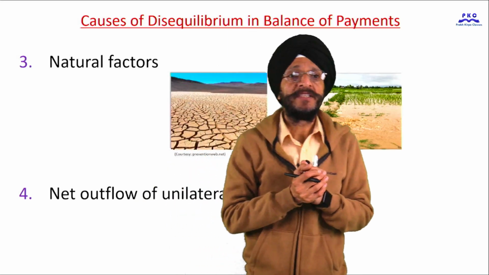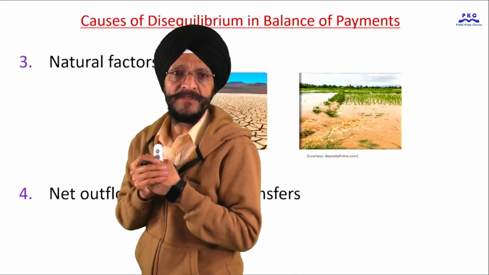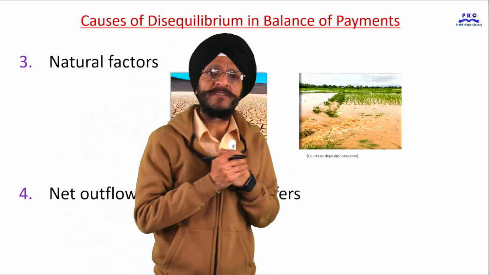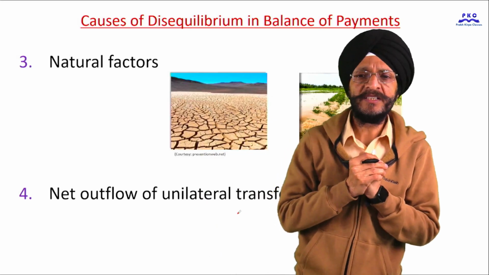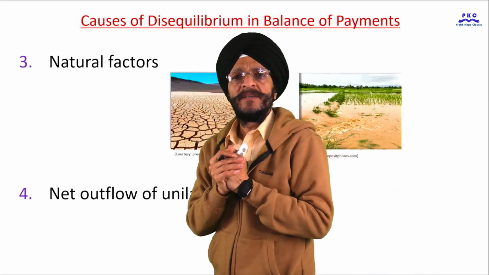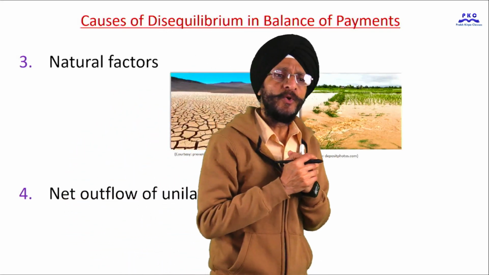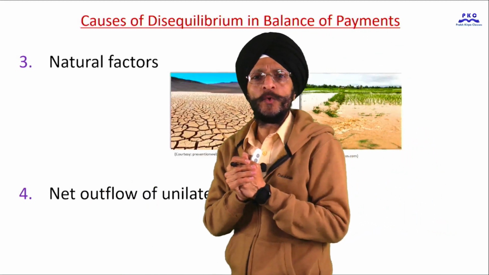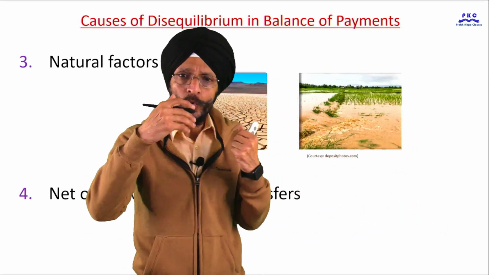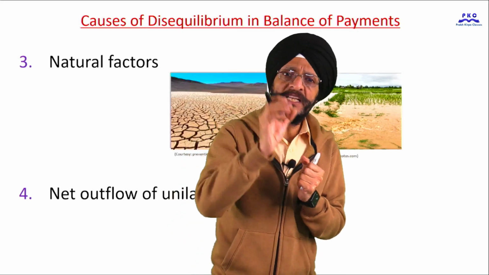Next point is natural factors. Sometimes droughts may hit a country. That is, there may be shortage of rains in any country during any season. It may result into no production of crop at all or less production.